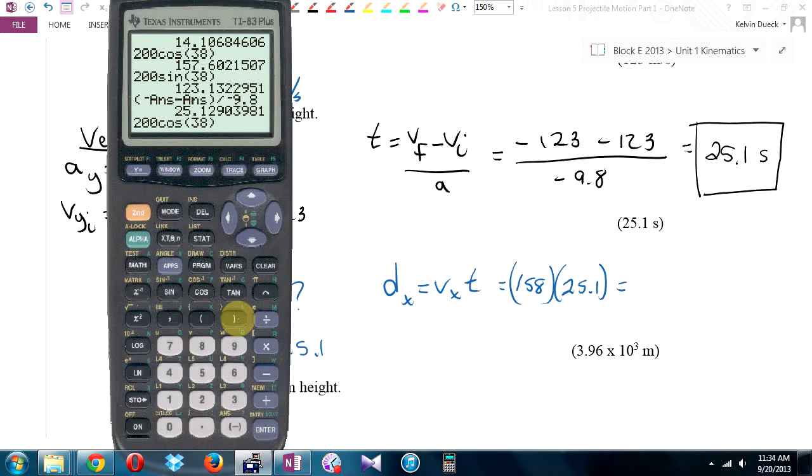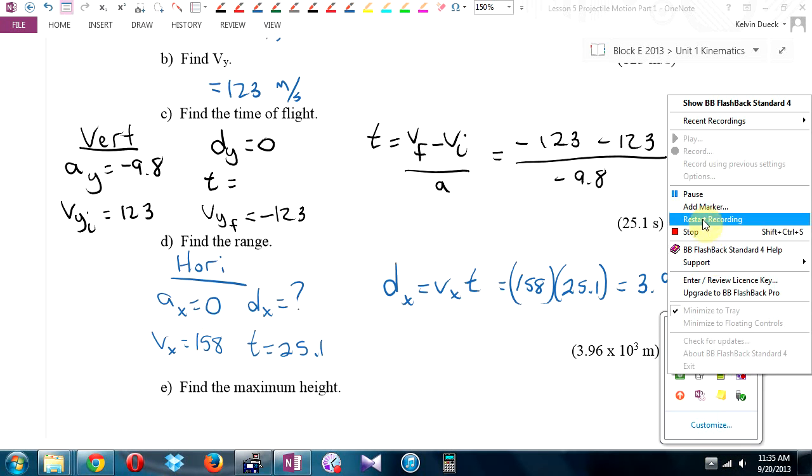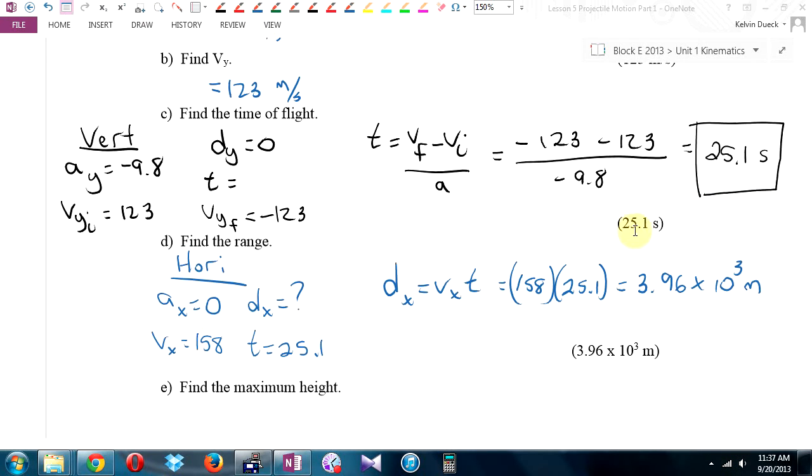And I could go times 25.1, but I notice I have it stored as my previous answer, not rounded off at all. So I'll use my answer button. See how clever I am? And I get, wow, almost 4 kilometers? Yeah, actually, you know what? That's legitimate. That's actually about right. So that answer seems okay to me.